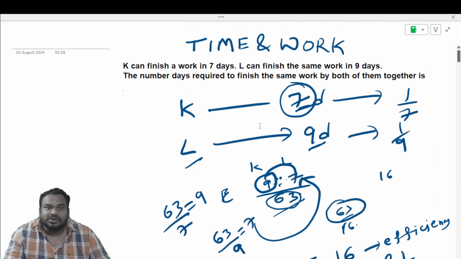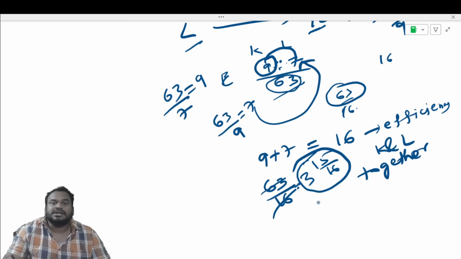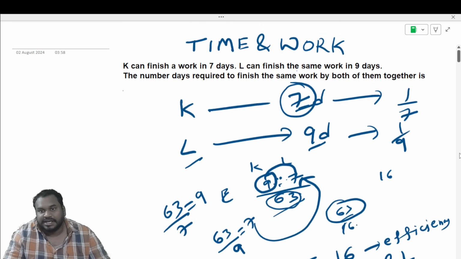If K is alone doing the work, he will take 7 days. If L is alone doing it, he will take 9 days. But when K and L together do the work, they can finish it in 315 by 16 days.